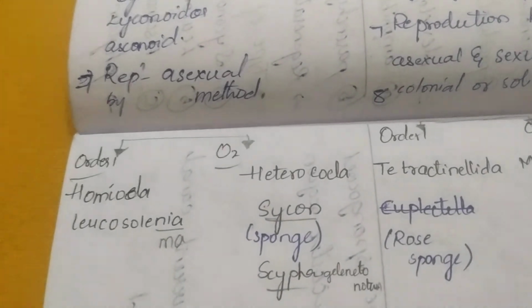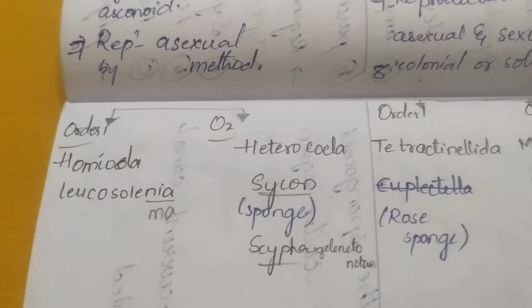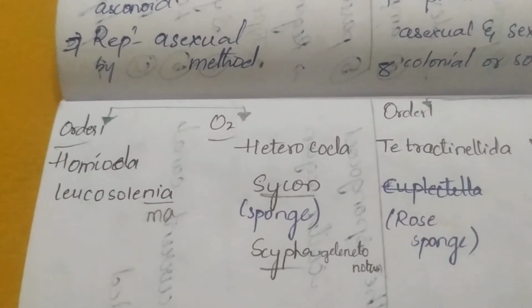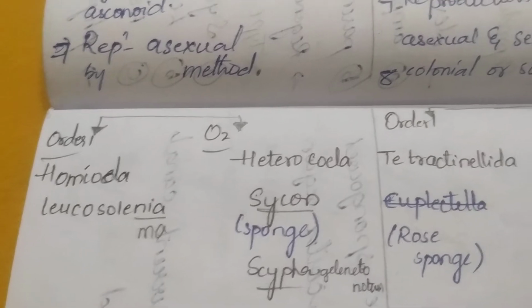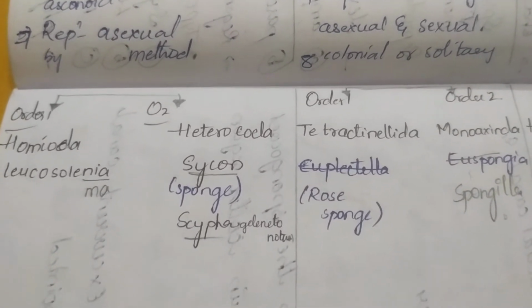Okay. Now the main important thing is the order. There are 2 orders. Order 1, Homocoela, whose example is Leucosolenia. This is very important. If you do not write the order examples, you will not get the marks. Then order 2 is Heterocoela, that is your Sycon sponges.